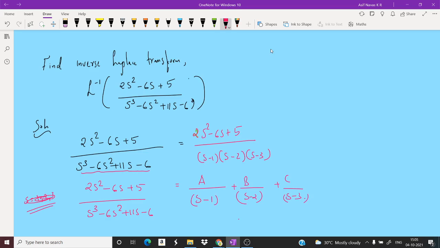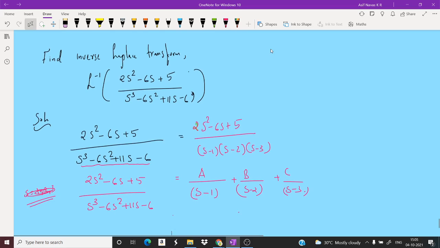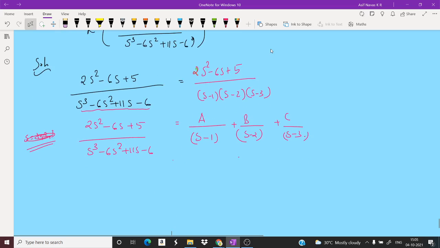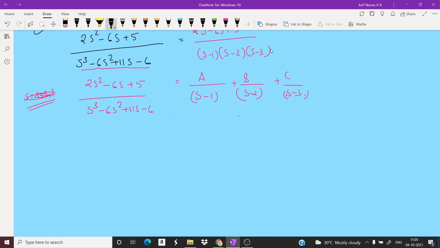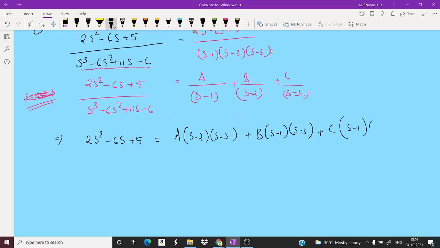Now if I know what A, B and C are, we can easily find the inverse Laplace transform. In order to find A, B and C, we will use the simplest method. Cross multiplying, I will get 2s square minus 6s plus 5 is equal to A into (s minus 2) into (s minus 3) plus B into (s minus 1) into (s minus 3) plus C into (s minus 1) into (s minus 2). This is equation number 1.